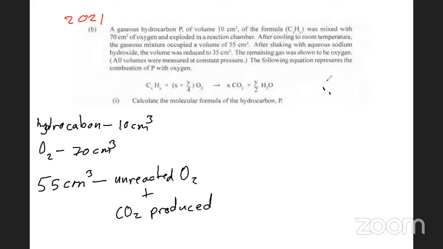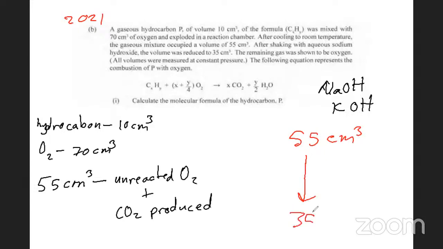So in the question, they will make mention of using either sodium hydroxide or potassium hydroxide. They said after shaking with aqueous sodium hydroxide, the volume was reduced to 35. So after the reaction was completed, there was 55 cm³ of gas. This decreased to 35 cm³ after we added sodium hydroxide. What the sodium hydroxide is doing is removing the CO2.